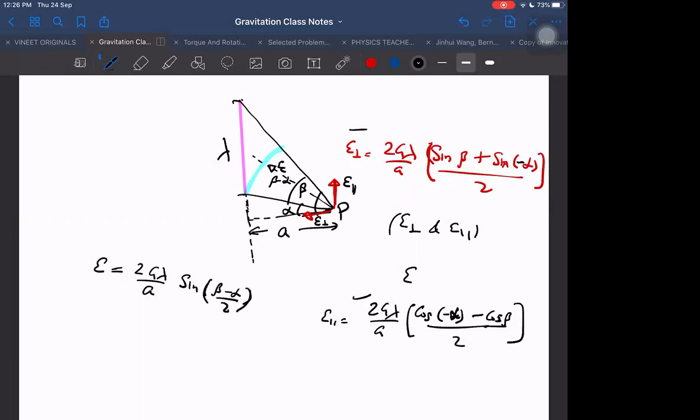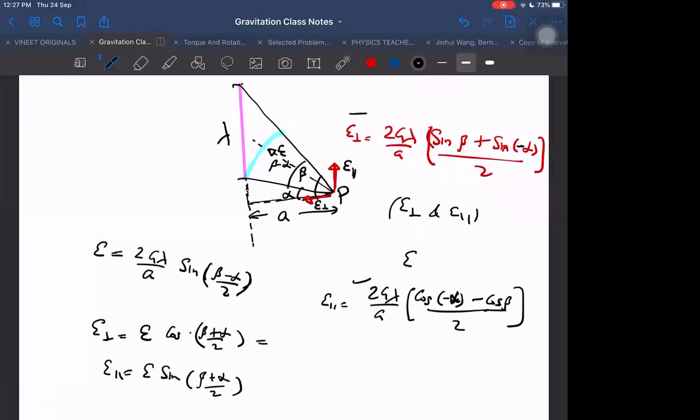Once I know this net field, then I know what angle it makes with the E perpendicular. Then E perpendicular is the component of E in this direction, which is (beta minus alpha)/2 plus alpha, that is (beta plus alpha)/2, of the cos term. What is E parallel? E parallel will become E sine of (beta plus alpha)/2, by the same sine rule.